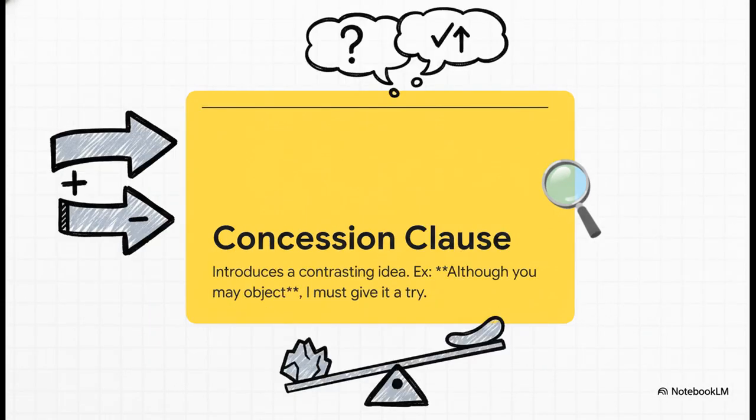And finally, maybe one of the most powerful tools in the whole box: concession. Words like although or even though let you introduce a counterargument or an obstacle. It's a fantastic way to acknowledge the other side, although you may object, right before you state your main point even more strongly.